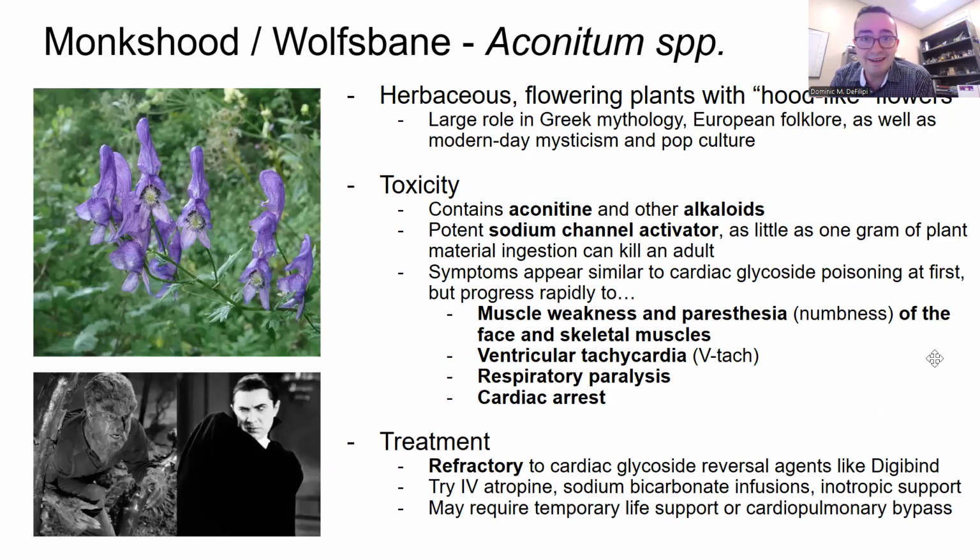Monkshood and wolfsbane, otherwise known as Aconitum species. That spp right there just denotes that there are multiple species within the genus and that all of them are of the same toxicity. So monkshood or wolfsbane is a herbaceous flowering plant with hood-like flowers. You can see them. They're quite pretty.